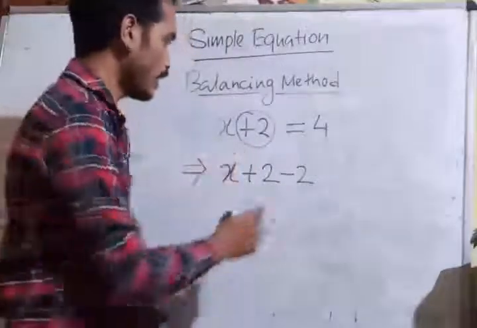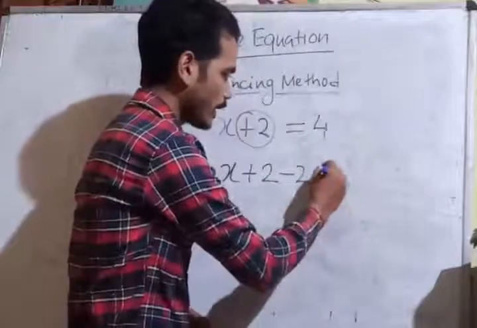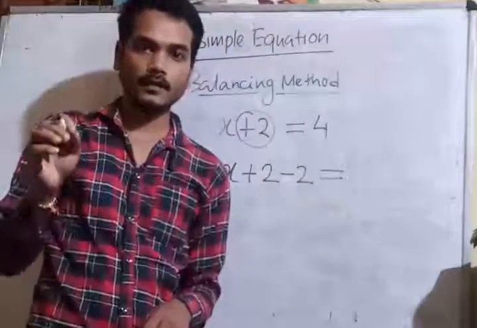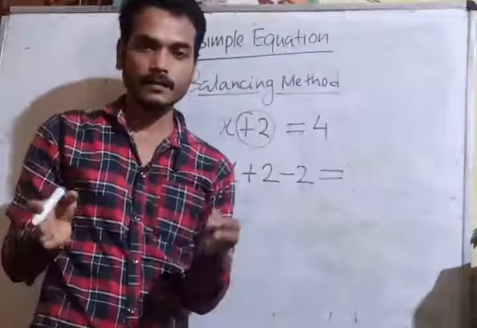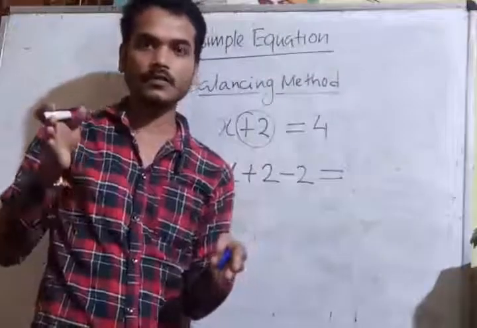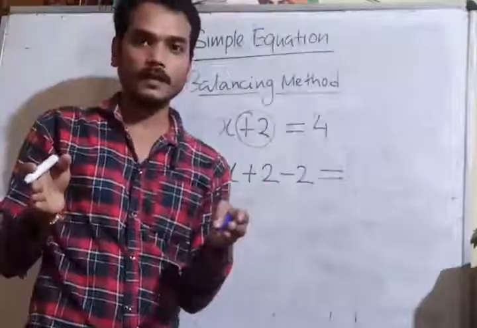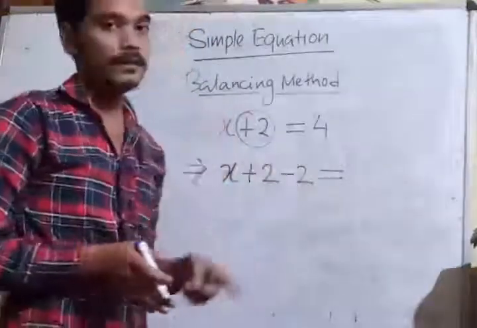Now as you are doing minus 2 in this left hand side, the same thing you have to do in the right hand side also, then only this will be balanced. If you are doing something in the left hand side, you need to do it in the right hand side also, then only the balance will be there.